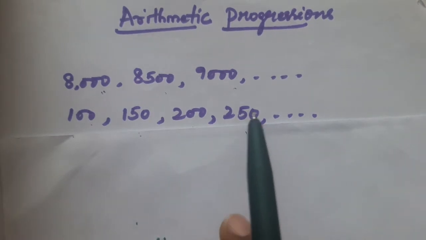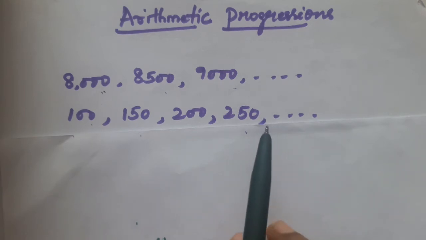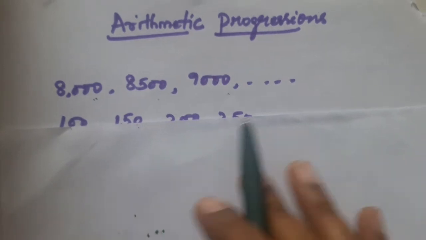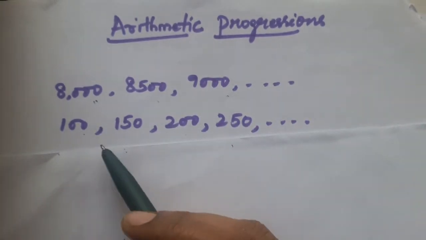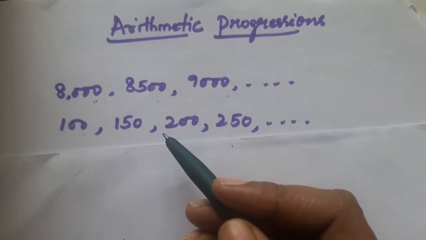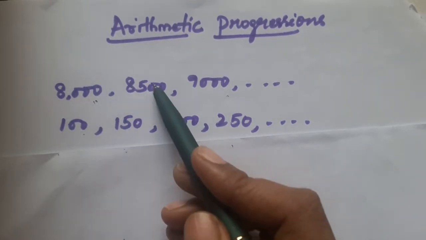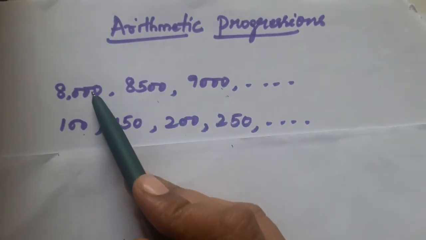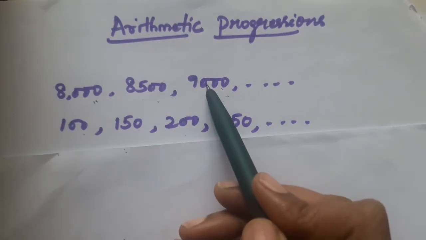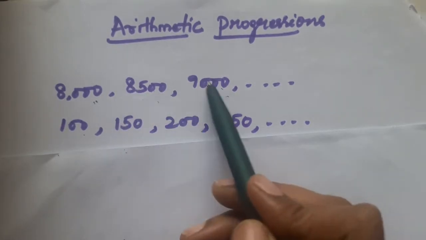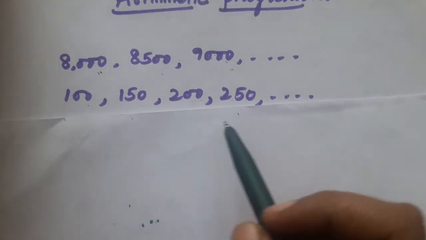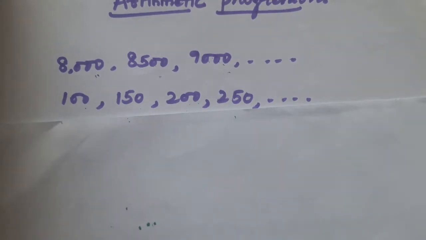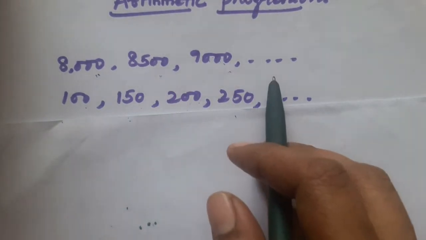See, what I am going to tell you from this is, there is a pattern here. If you observe carefully, what is the pattern? One fixed number has been added to the preceding term. Here, what is that fixed number which we are adding to get the next term? Here 8,000, 8,500, 9,000, so we are adding 500. Each number is called a term.